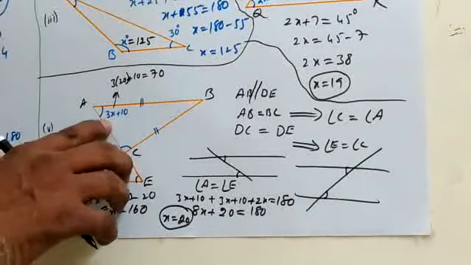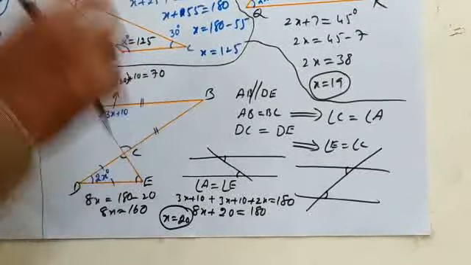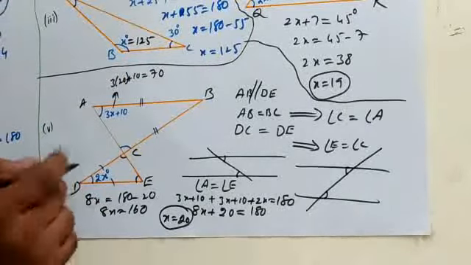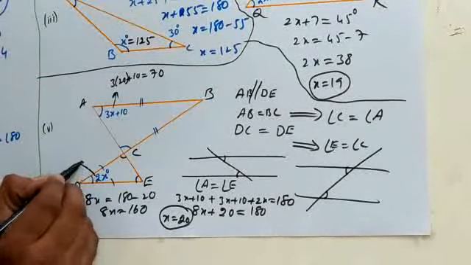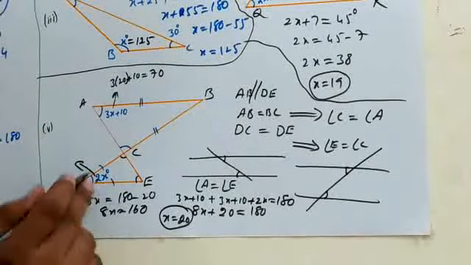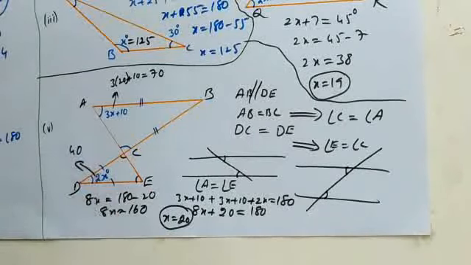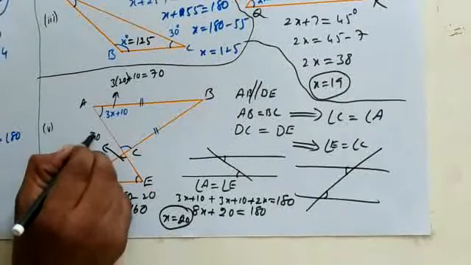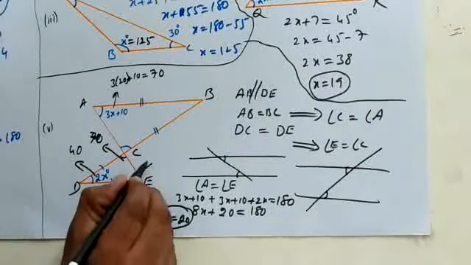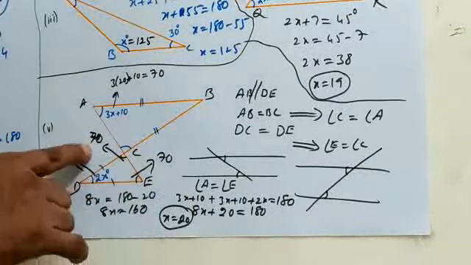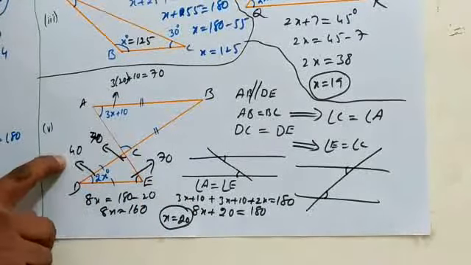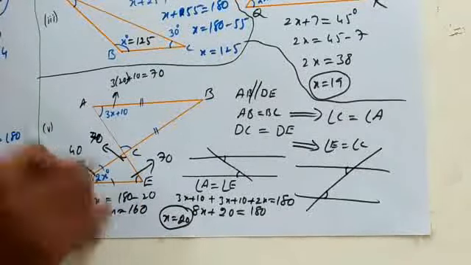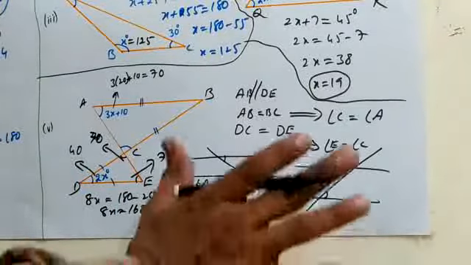3 into 20 is 60, 60 plus 10, 70. What is the angle? X is equal to 20. Therefore, this angle is equal to 40. This angle is equal to 70, and this angle also is equal to 70. 70 plus 70, 140. 140 plus 40, 180. The sum of three interior angles is equal to 180. This is the final.